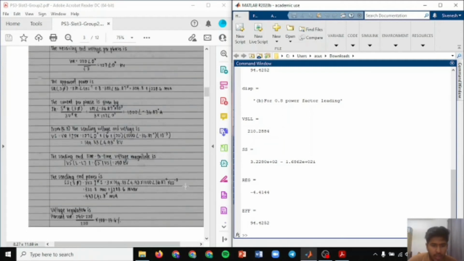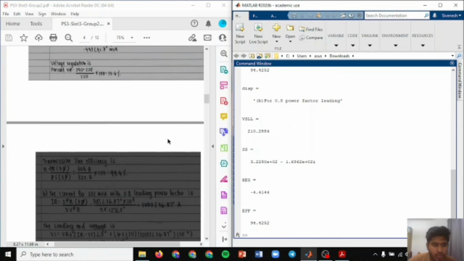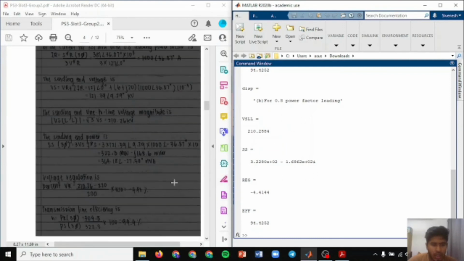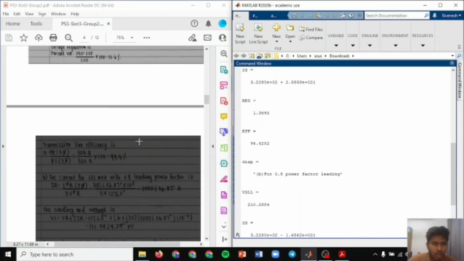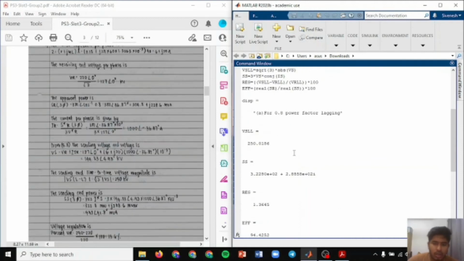As we can see, our manual calculation values and the coding values are the same, so this proves that the work we have done is correct.